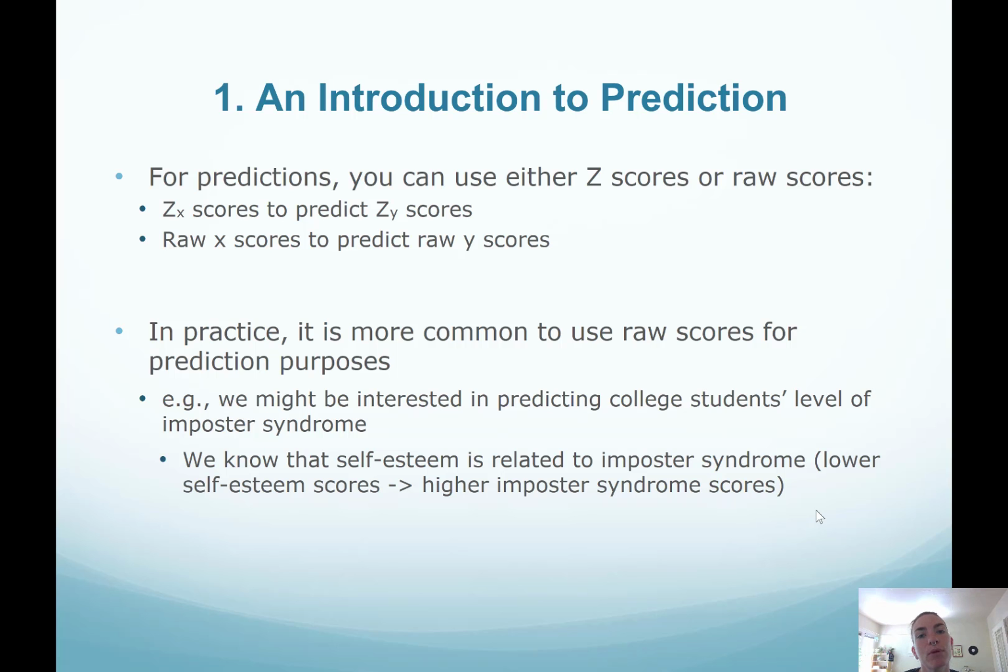And in simple regression, it's more common to just use the raw scores to predict raw scores. So just using the original x scores as they are to predict y values on the original y scale.